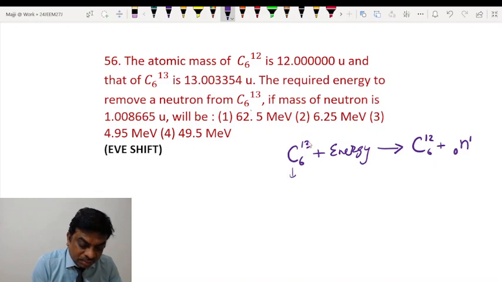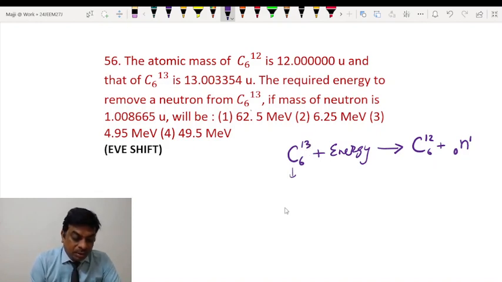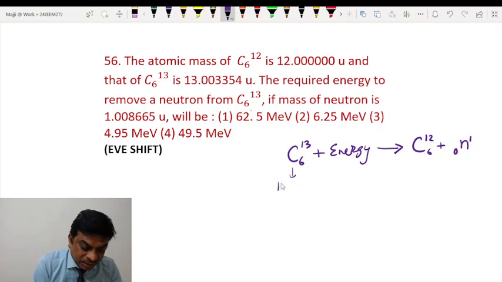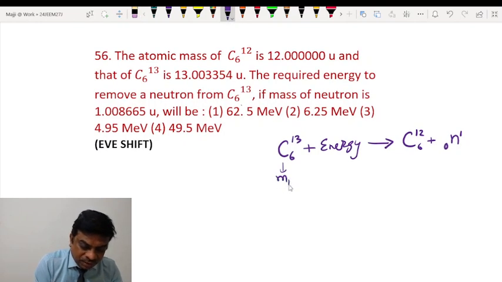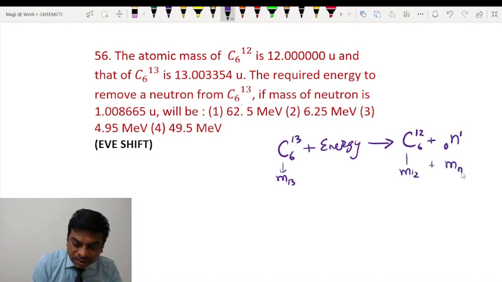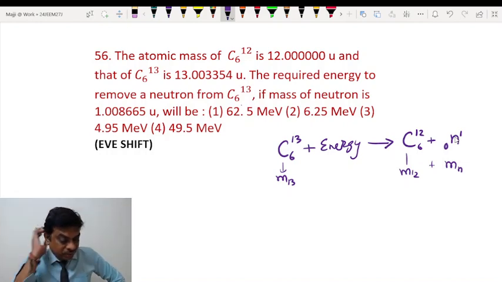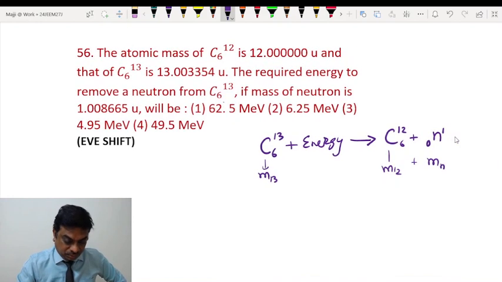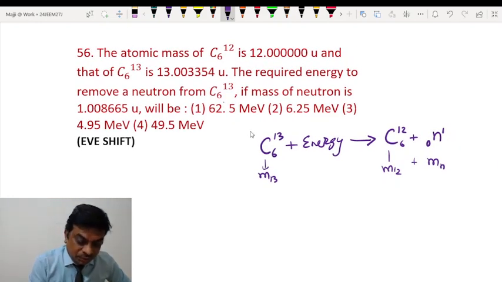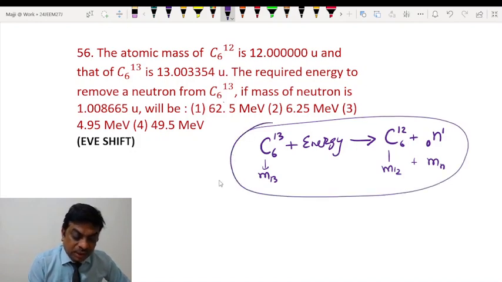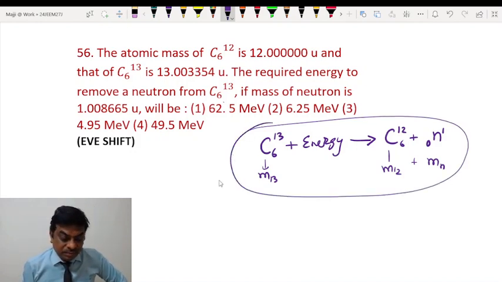Now here, the atomic mass is given as 13.00, whatever this is. I won't write it because it's a waste of time. For now I take this as the mass of C13, this as the mass of C12, and the mass of the neutron. So the required energy to remove a neutron: if you balance the masses, that is mass plus energy, you will get the required answer.